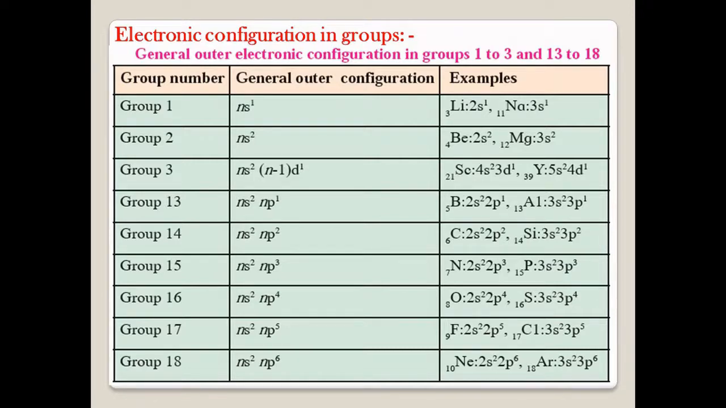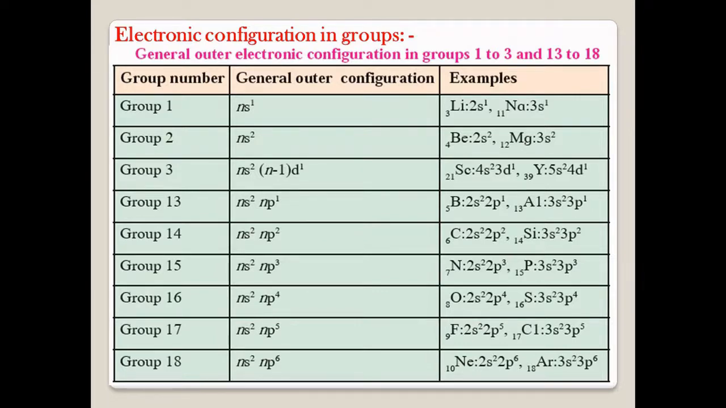Let's see the second example, that is group 2. For group 2, ns2 is the general outer electronic configuration. Examples are beryllium, 4, 2s2, or magnesium, atomic number 12, that is 3s2. So this 2 indicates it is in the s block and a second group element. Are you getting this?